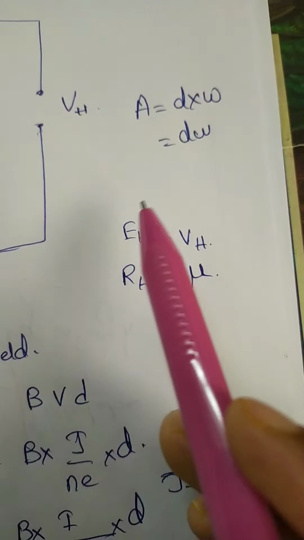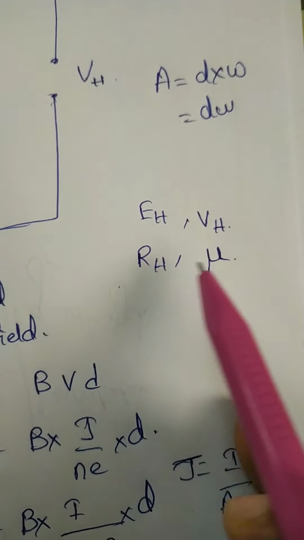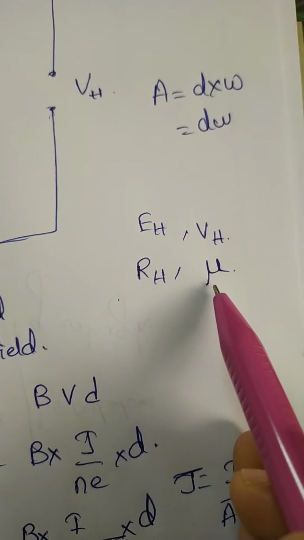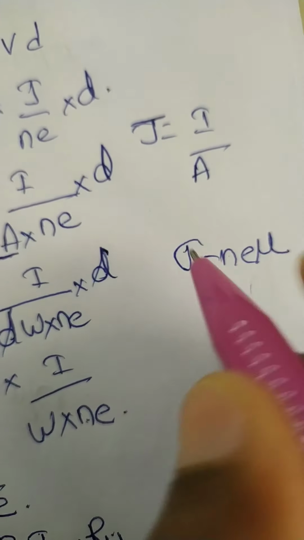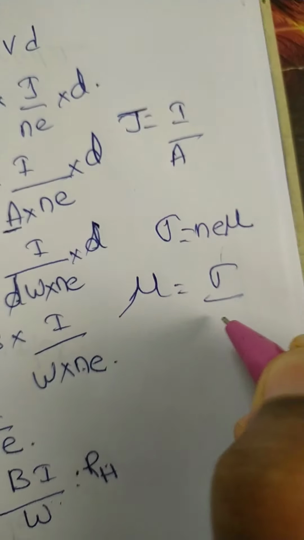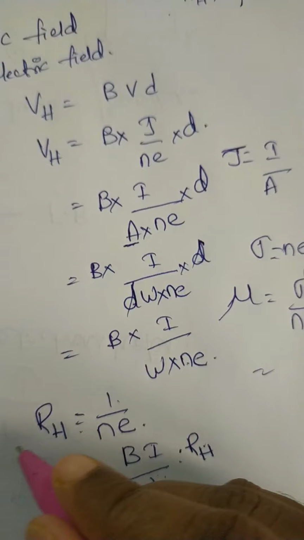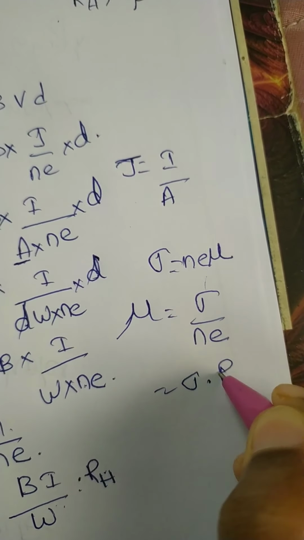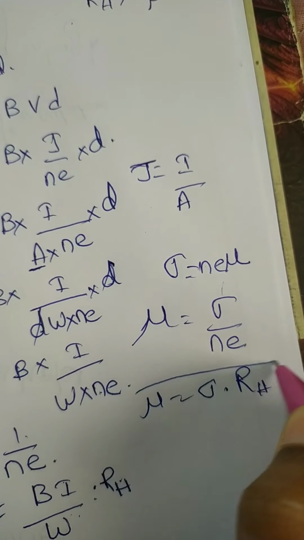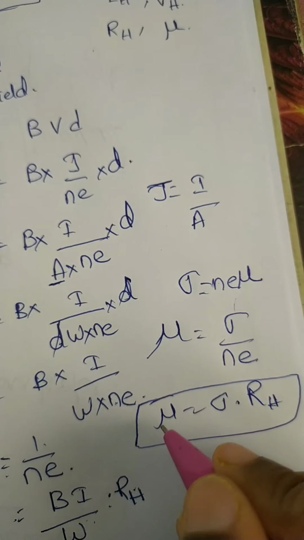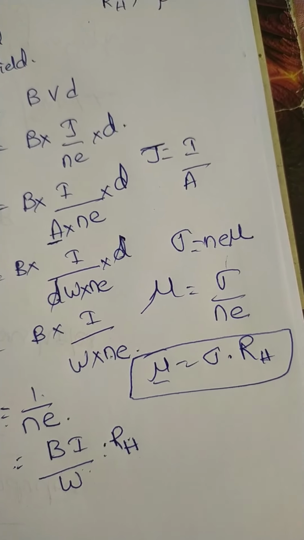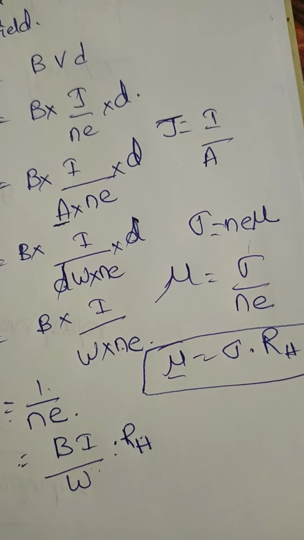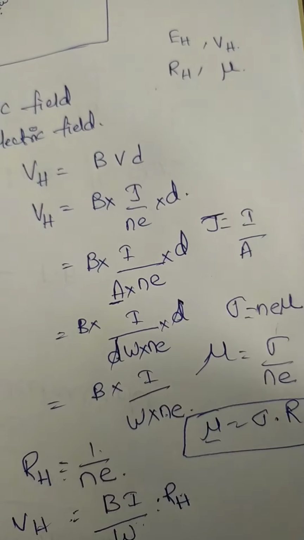Here we have found the formulas for EH, VH, RH, and now we have to find the formula for mu. We already know that sigma equals ne mu, so mu equals sigma by ne. 1 by ne means RH, so mu equals sigma into RH. Mu is the mobility, RH is the Hall coefficient, and sigma is the conductivity. These are the formulas for EH, VH, RH and mu.